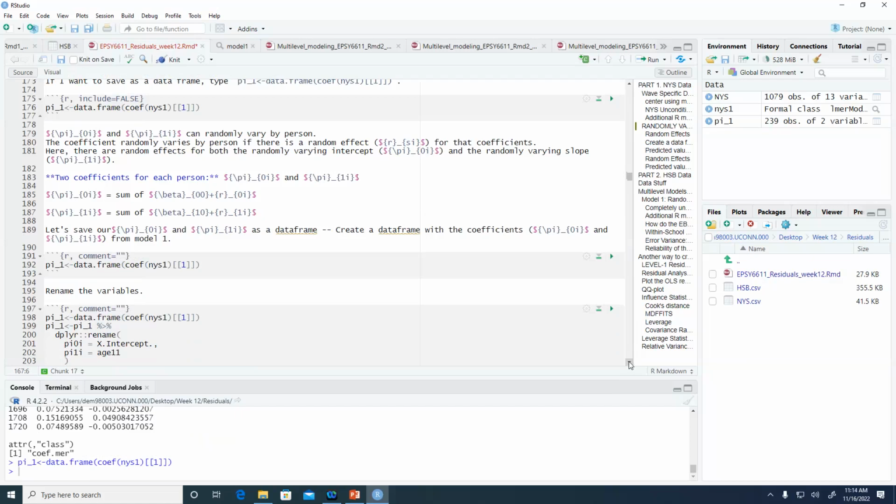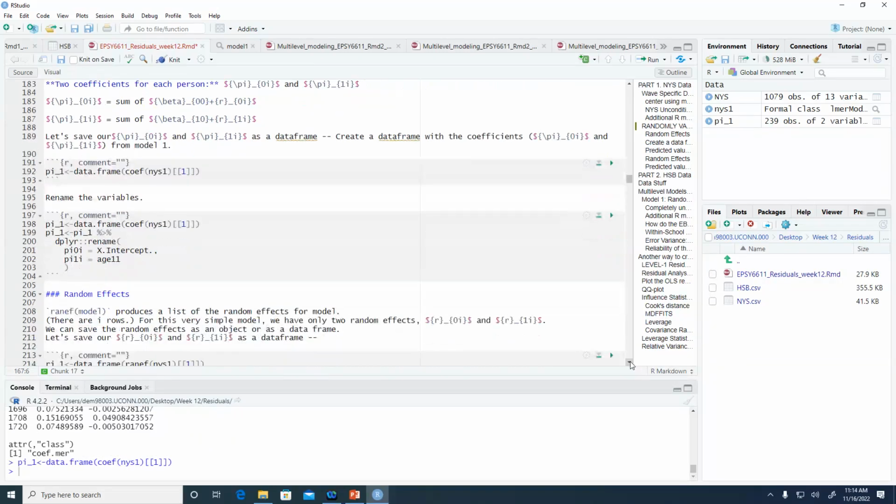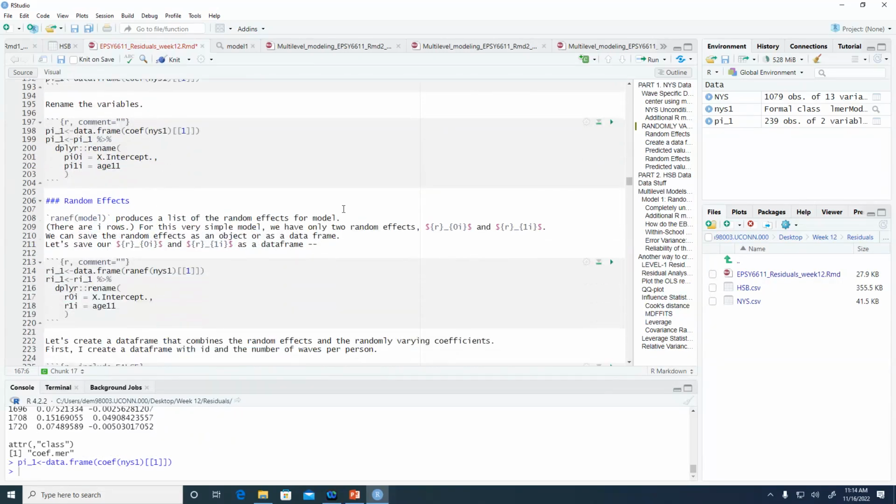Okay, I'm going to skip through some of this stuff right now. This is just where I created a data frame, I renamed the variables. But here I want to create the random effects for the model. So I'll just run this. So here I've just said RI1. These are the random effects for model 1, and the _1 is just for model 1 in case I want to do other models.